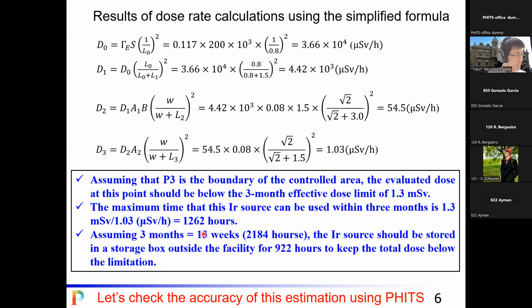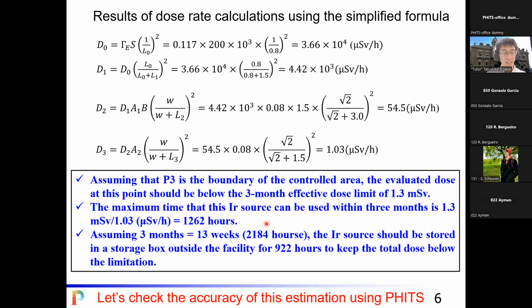And given the situation, assuming 3 months is 13 weeks, which is equal to 2,184 hours, this iridium source must be stored in a storage box outside the facility for 922 hours, and not give contribution to the dose outside the controlled area. So this is what we can conclude from this calculation and dose limit. In this way, we determine the operation scenarios and irradiation time allocation of RA facilities.